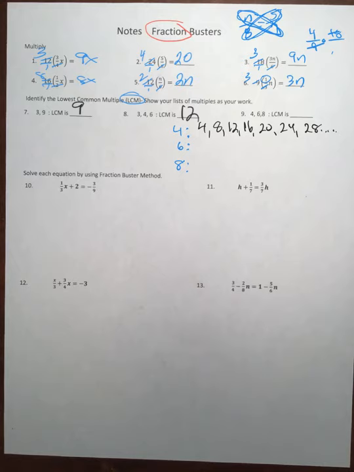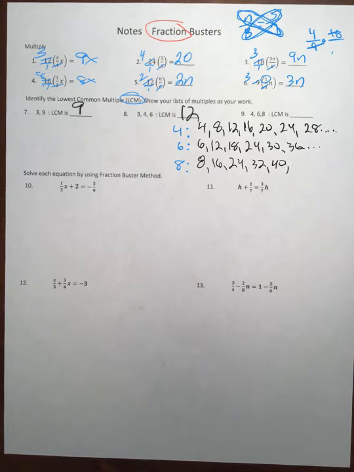And then multiples of 6, we're counting by 6s. So 6 and then 12 and then 18 and then 24 and then 30, 36, etc. And then now we're going to count by 8s. So 8, add another 8, add another 8, add another 8, add another 8.